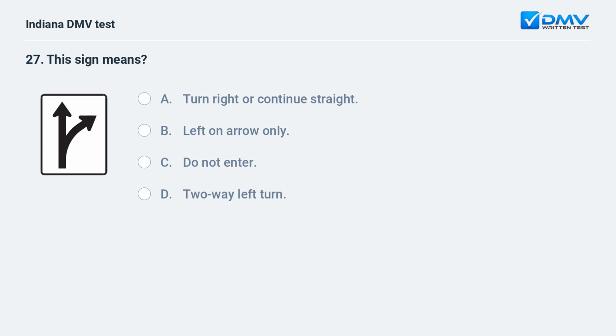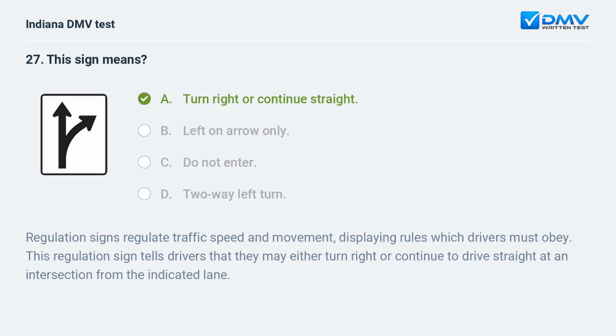This sign means A. Turn right or continue straight. B. Left on arrow only. C. Do not enter. D. Two-way left turn. A. Turn right or continue straight. Regulation signs regulate traffic speed and movement, displaying rules which drivers must obey. This regulation sign tells drivers that they may either turn right or continue to drive straight at an intersection from the indicated lane.